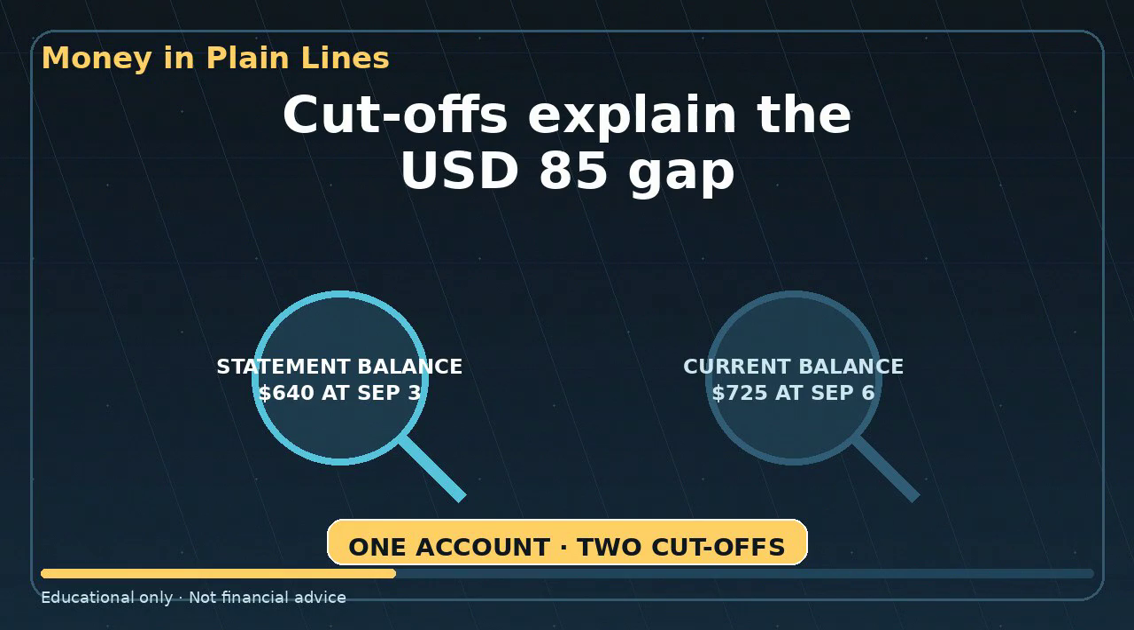Statement balance means $640 at the September 3rd cutoff. Current balance means $725 at the September 6th cutoff. They refer to one fictional account, but they are not measurements from the same instant. The $85 difference is explained by the later posted bookstore purchase.